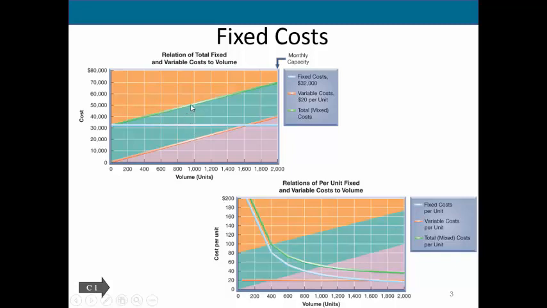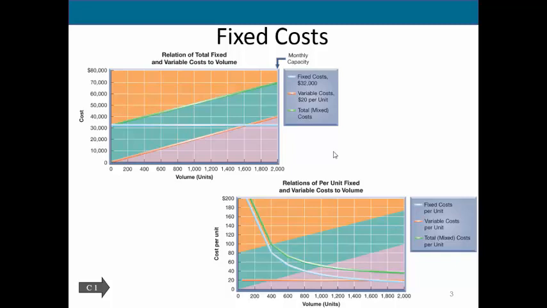And our total cost line is simply our fixed costs of $32,000 plus whatever our variable costs are at the various volumes. So just a basic understanding of our total costs. So these are costs in total. These are all the costs for all of the units that we made. Now we can talk about our costs on a per unit basis.